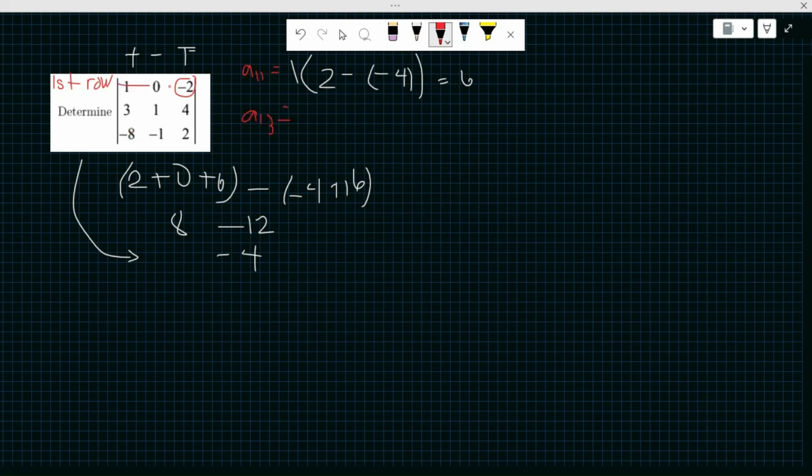For A13, we're going to delete this and this one, and we're left with 3, 1, negative 8, and negative 1. We're going to multiply by negative 2. The sign here is positive, so retain the signs. And then 3 times negative 1 is negative 3. Minus 1 times negative 8, that's negative 8. So negative 3 plus 8, that's positive 5 times negative 2, that's negative 10. And then add this 2, we still get negative 4. Okay, so negative 4 is the answer for this part.